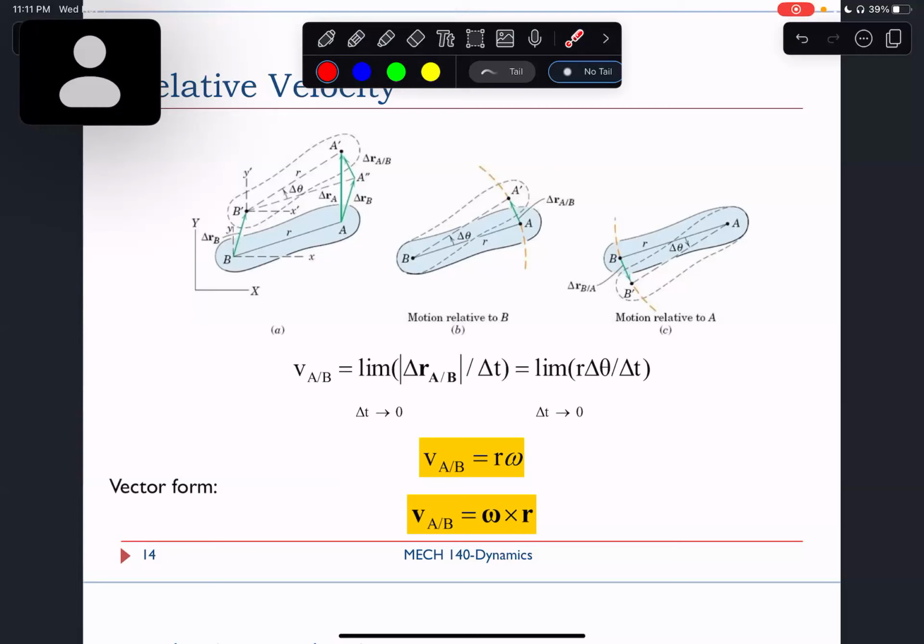Now, if I look at VA relative to B, as I said, that looks like a circular motion, so I can write it as R omega or omega cross R, right? That was a fixed axis rotation. That's the equation we found before. Okay.